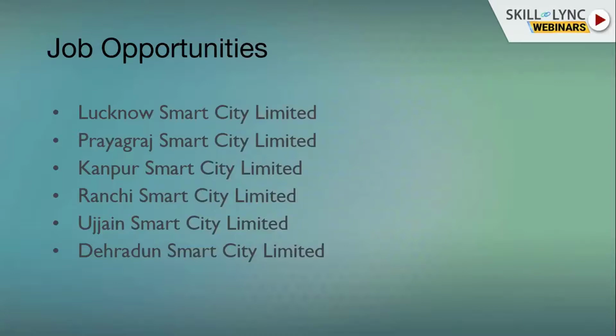Now, these are some examples of the smart cities. Lucknow is one of the smart cities. Prayagraj, again Allahabad, is one of the smart cities. Kanpur, Ranchi, Ujjain, Dehradun, Bareilly, Bihar Sharif. You have Surat. Even Chennai is proposed as a smart city. Tirupati is one of the smart cities. So 99 smart cities spread across the entire India are being proposed by the government.